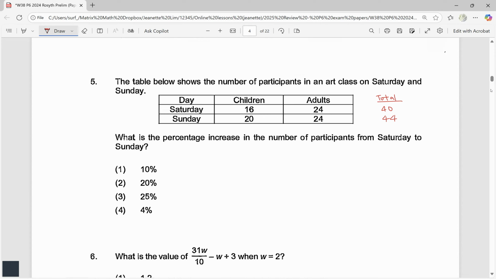So the percentage increase, you should be using this formula. The increase over original times 100%. So the increase is a 4, from 40 to 44 is 4. The original, we're looking at the one that happened first. So it's from Saturday, so Saturday would be 40. Then times 100%. Okay, so 4 and 40 you can simplify. 1/10 of 100 is 10%. So answer option 1.